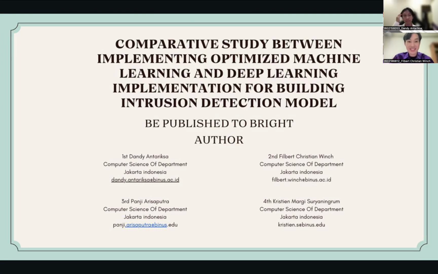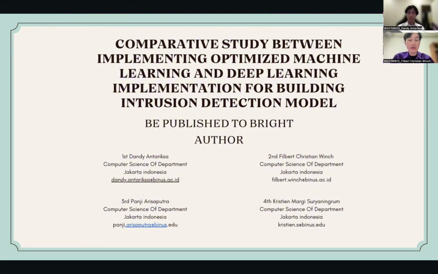So, in this video, we're going to explore research methodology in computer science. The topic that we conducted in the study is the comparative study between machine learning optimized with a genetic algorithm and a deep learning implementation. Both models will be used in an intrusion detection system, which is used for detecting network threats.